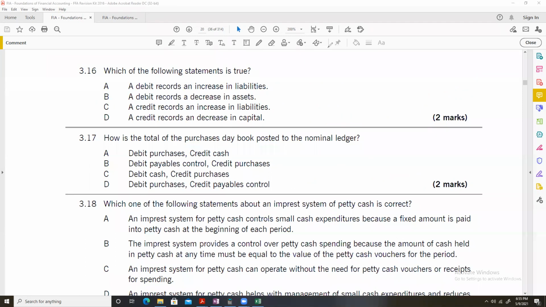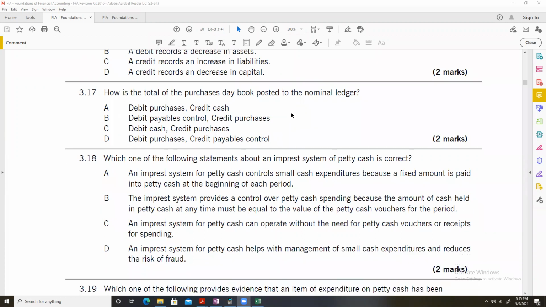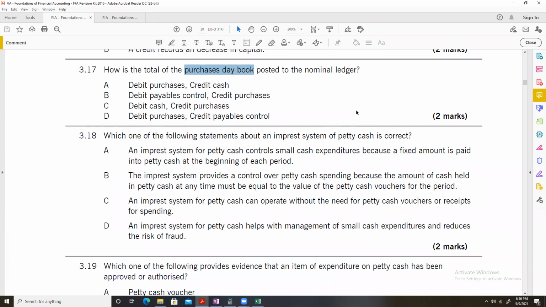Now, let's just move forward. How is the total of the purchases day book posted to the nominal ledger? I will tell you more about the day books, the control accounts, and the double entry bookkeeping system in much more detail in my upcoming videos. So leave it for now.